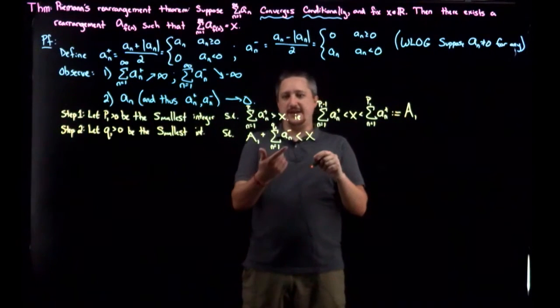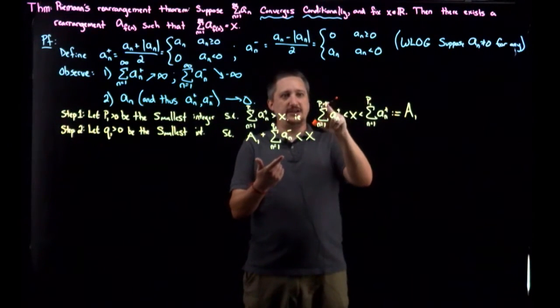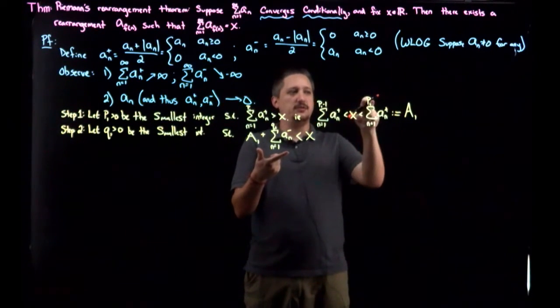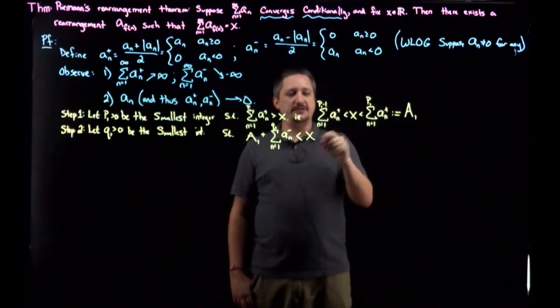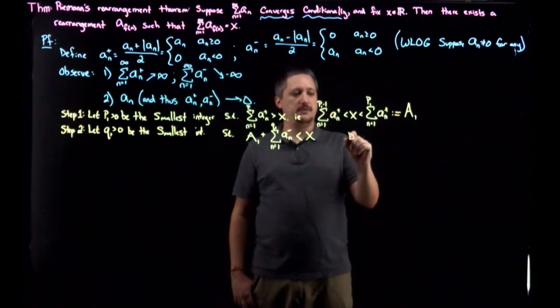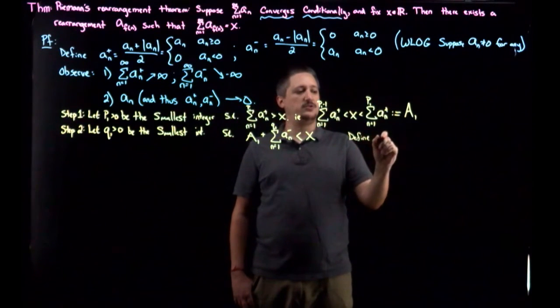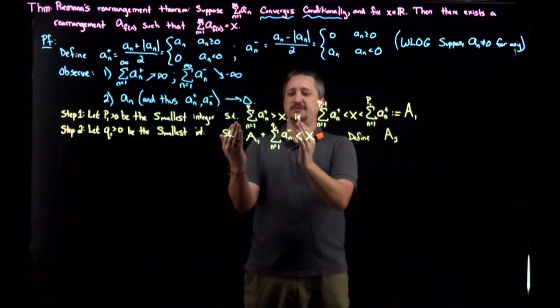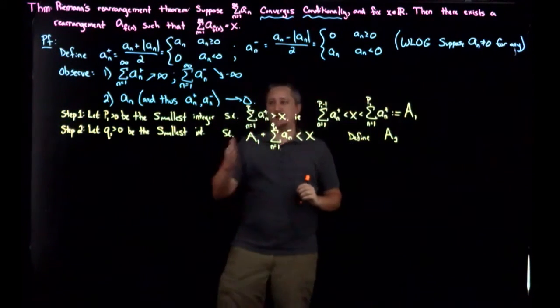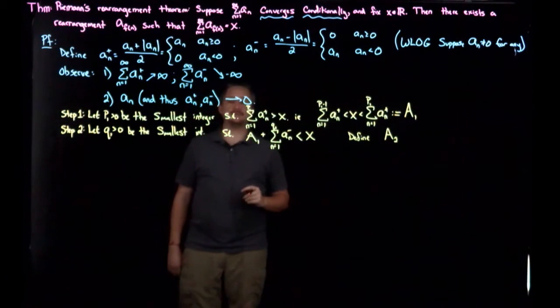And so again, same idea as here, right? If I did one less, I'd still have something bigger than x. On that one, I have something that is less than x. And I'm going to define this thing, that value, as A2. So A2 is this piece here, this A1 plus that negative sum that's now less than x. Okay?